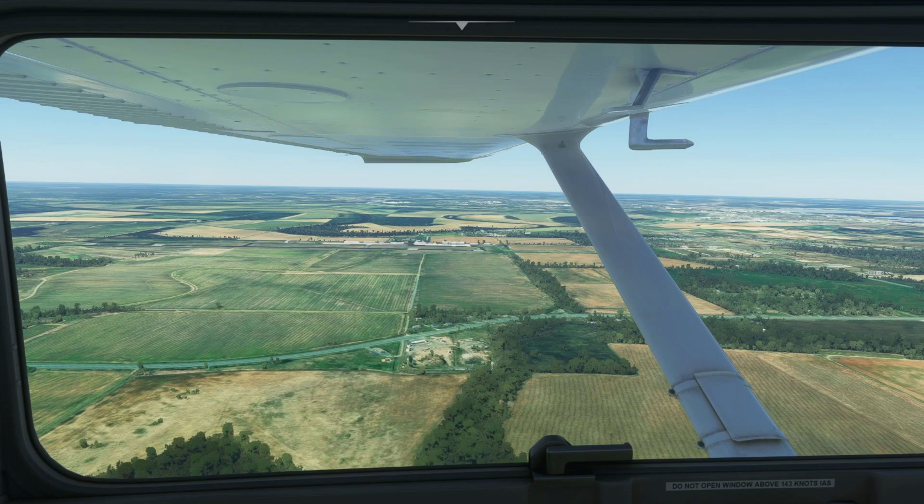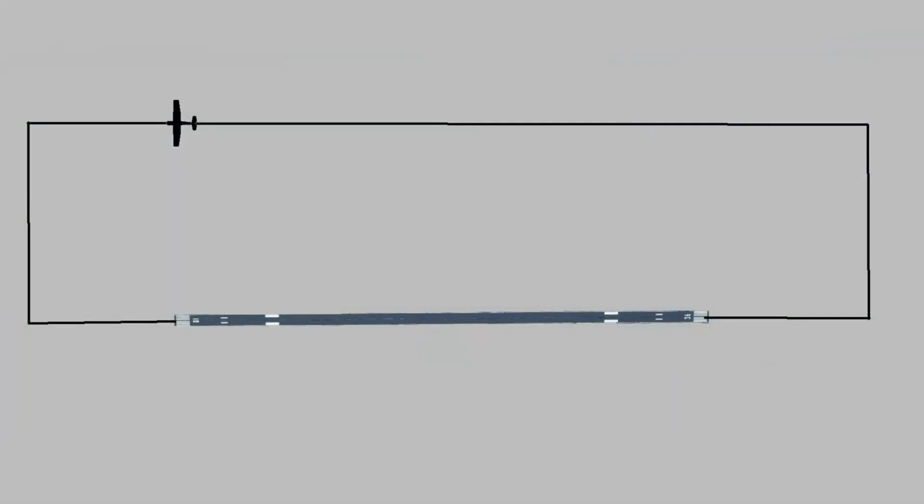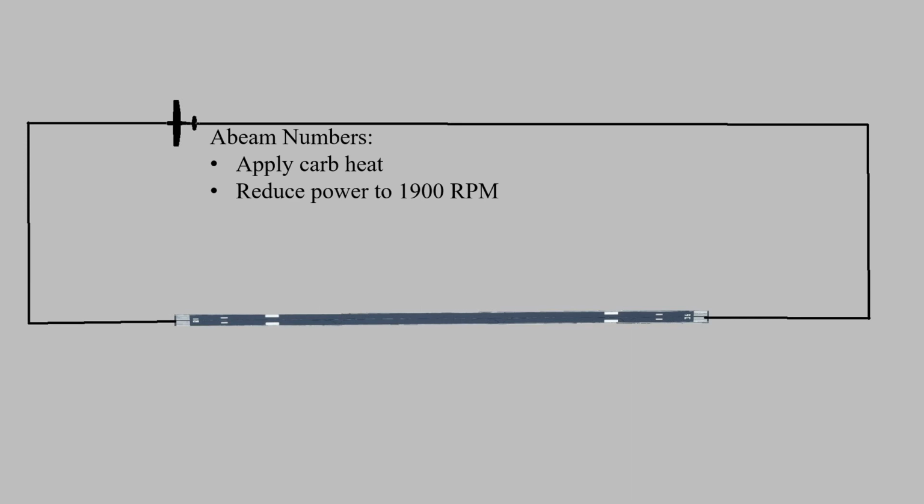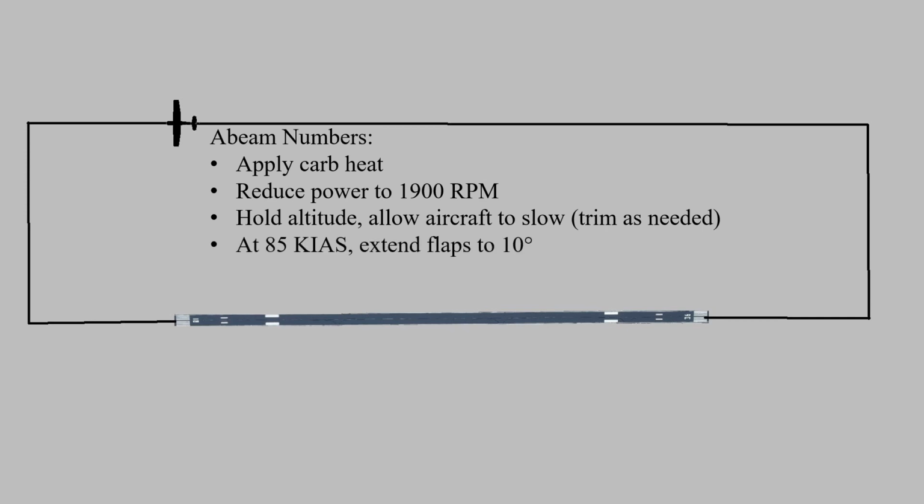When you are abeam the approach end of the runway, or abeam the numbers, you want to start setting up for your approach. This is going to look very similar to the procedure we used for a normal straight-in landing in the last lesson. You want to apply your carb heat, reduce your power to 1900 RPM, hold your altitude using pitch and allow the aircraft to slow, trimming as needed to maintain the pitch you need to hold your altitude. At 85 knots of indicated airspeed, you want to extend your flaps to 10 degrees.